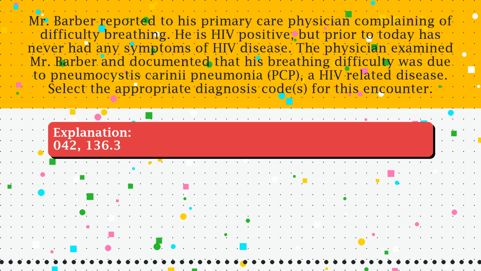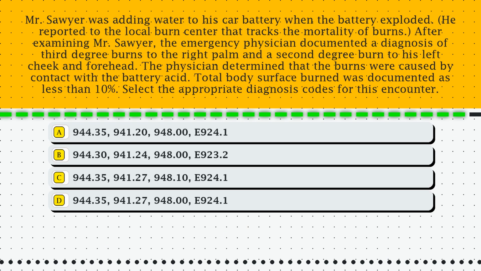Question 170. Mr. Sawyer was adding water to his car battery when the battery exploded. He reported to the local burn center that tracks the mortality of burns. After examining Mr. Sawyer, the emergency physician documented a diagnosis of third-degree burns to the right palm and a second-degree burn to his left cheek and forehead. The physician determined that the burns were caused by contact with the battery acid. Total body surface burned was documented as less than 10%. Select the appropriate diagnosis codes for this encounter.